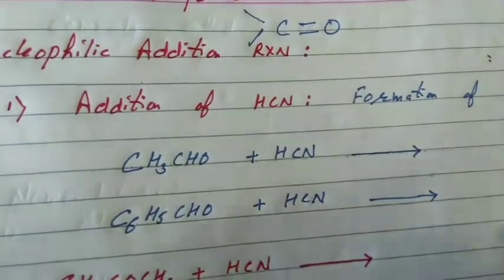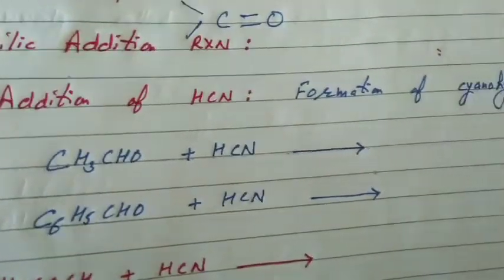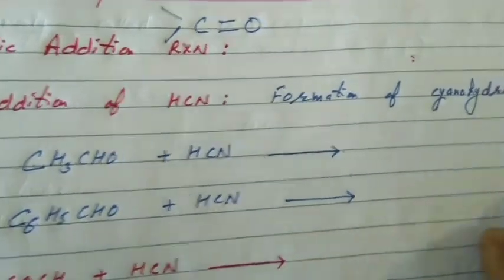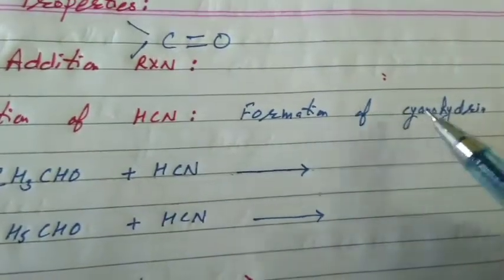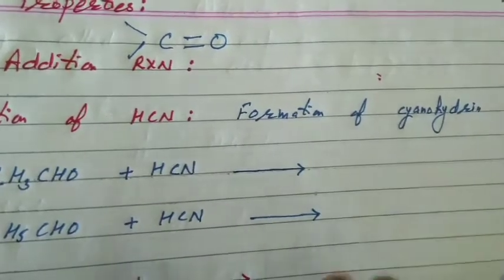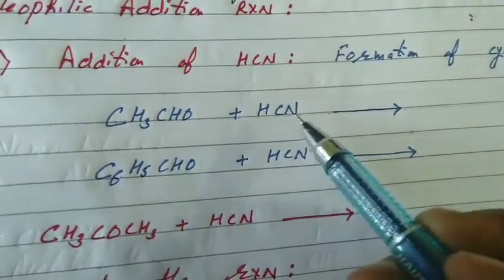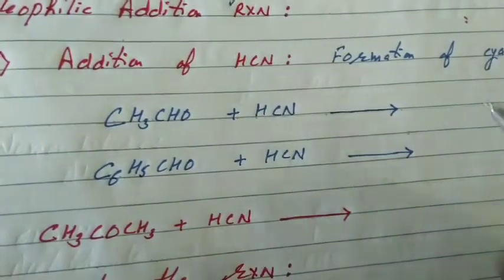First one is addition of HCN. When we treat a carbonyl compound with HCN, the product is called cyanohydrin. Formation of cyanohydrin takes place. That's the reaction of acetaldehyde with HCN. Complete the reaction. We have to mention the products.